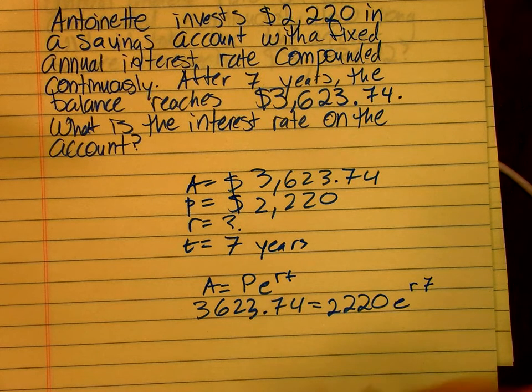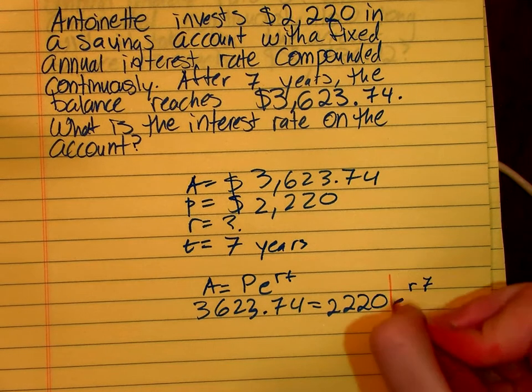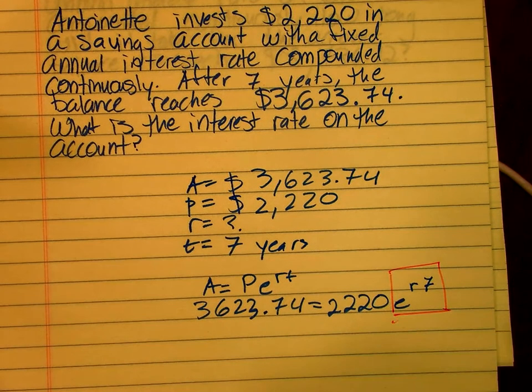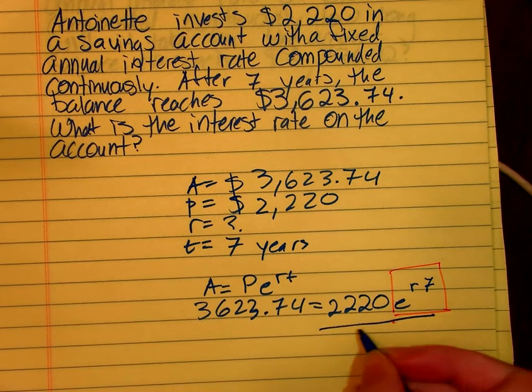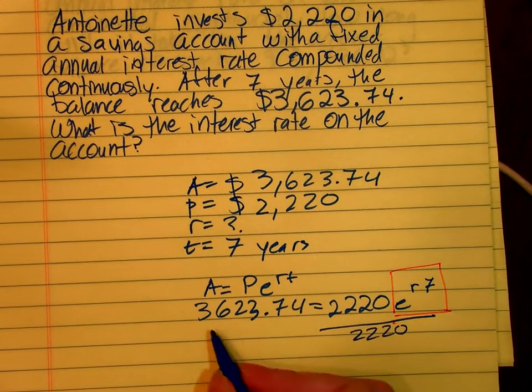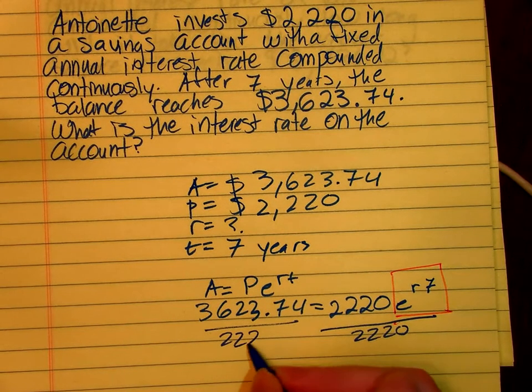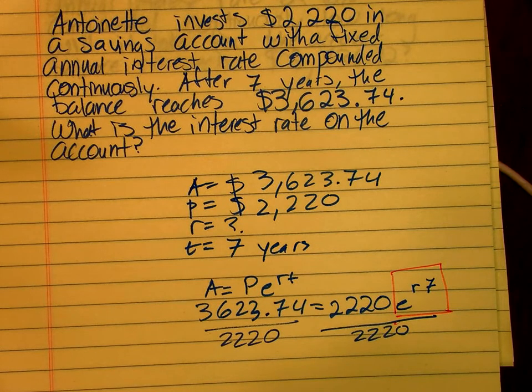So I've got to try to get E by itself, just like we did with all of those E equations. They have a use. So we're getting E by itself. Okay, well, how do I get E by itself? Well, I got to divide both sides by what E is being multiplied by. So that's the 2,220. Let's go ahead and do that lovely division.